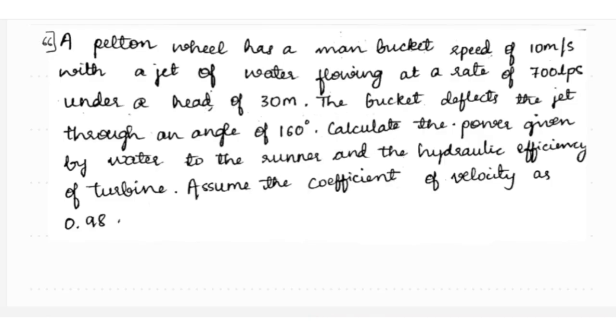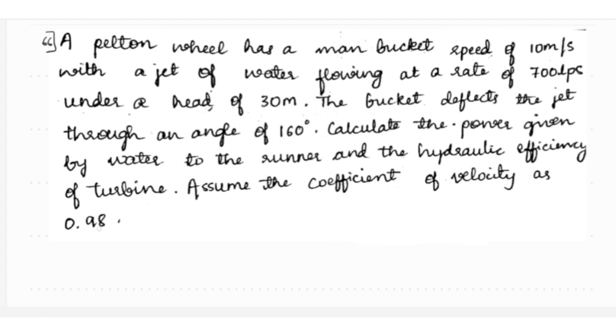So we will solve the next numerical on Pelton wheel. A Pelton wheel has a mean bucket speed of 10 meter per second with a jet of water flowing at a rate of 700 lps under a head of 30 meter. The bucket deflects the jet through an angle of 160 degree. Calculate the power given by water on the runner and the hydraulic efficiency of turbine. Assume the coefficient of velocity as 0.98.